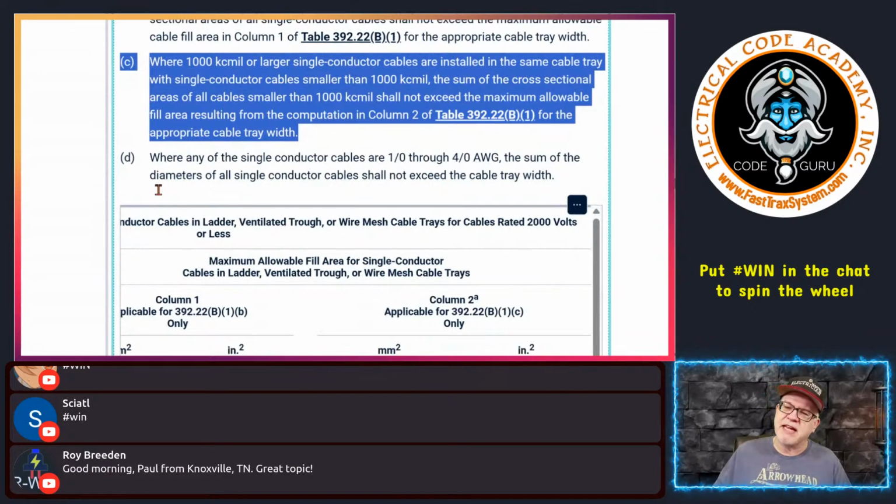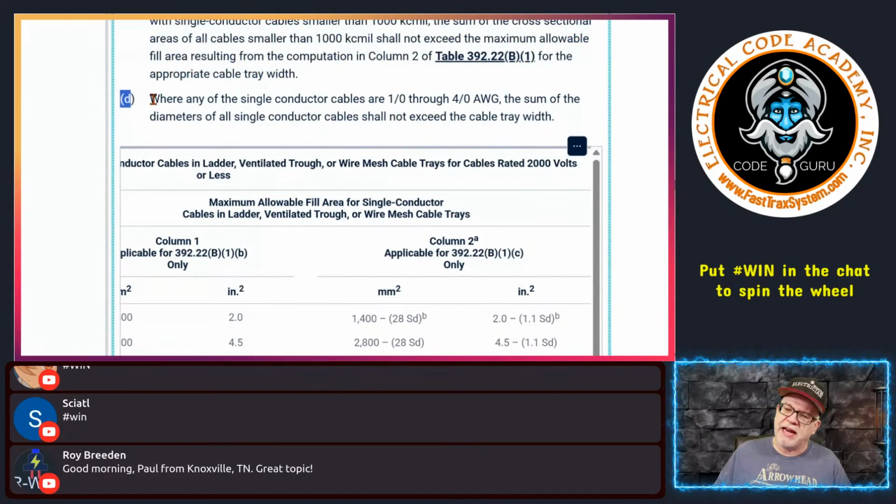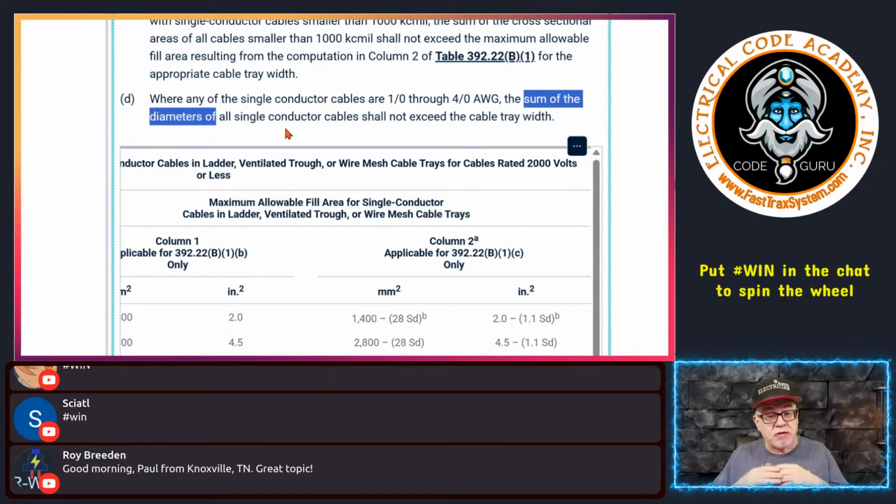All right. Now, D. D says where any single conductor cables are 1/0 through 4/0, the sum of the diameters of all single conductor cables shall not exceed the cable tray width. Now, in this scenario, again, it is not using the value from approximate area. This one's talking about the diameters. Where do you get the diameters? Well, you can get the approximate diameters for these sizes by going to chapter 9, table 5. You'll see there's approximate area, and then on the right side, there's approximate diameter.